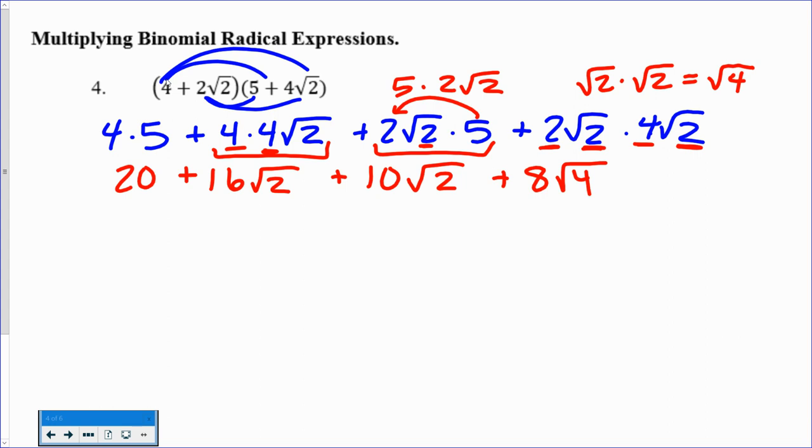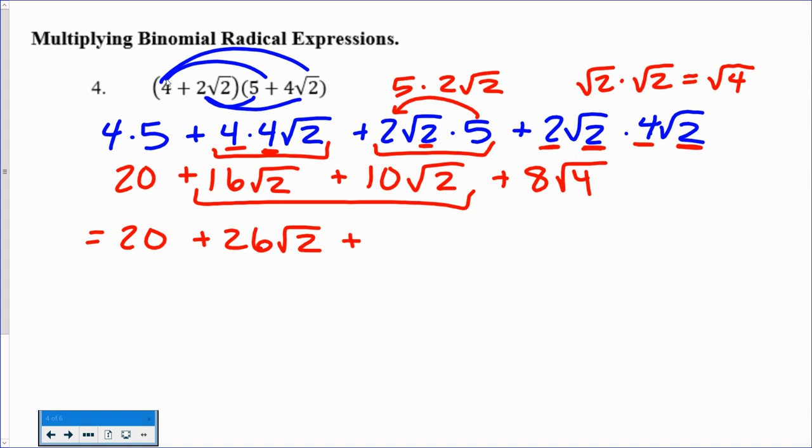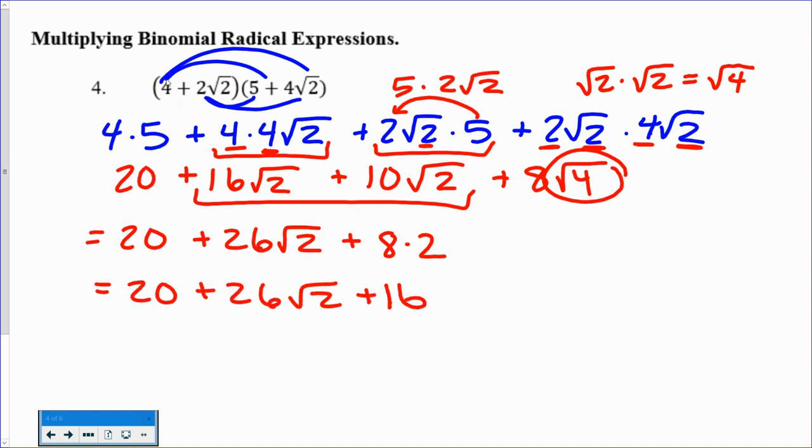Okay, from here I'm going to continue to simplify. So I've got my 20. Now I have 2 like radicals that can be combined. So 16 square roots of 2 plus 10 square roots of 2 would give me 26 square roots of 2. Plus the square root of 4 is 2. So I'm truly multiplying 8 by the value of 2. Which means 20 plus 26 square roots of 2 plus 16. So I can combine 20 and 16. So I'll get 36 plus 26 square roots of 2.